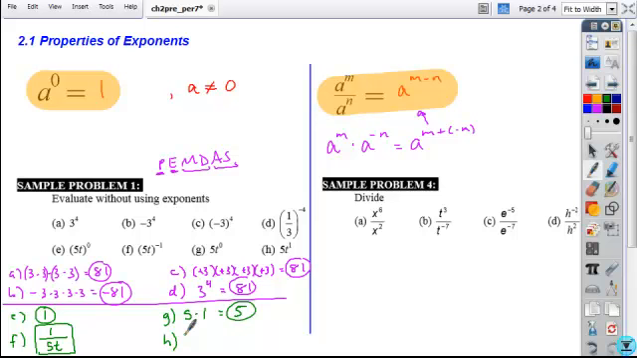Okay, and then our final example here, 5t to the power of 1. Again, a power of 1 does not need to be written. So we just leave it as the variable itself. And so 5t would be our answer for H.